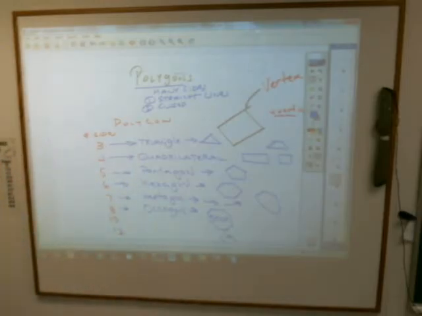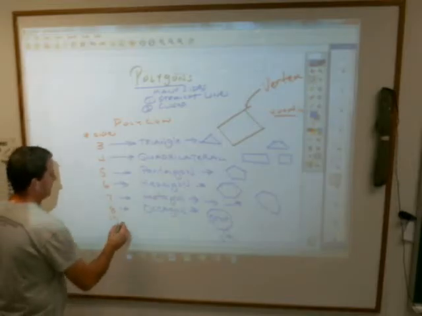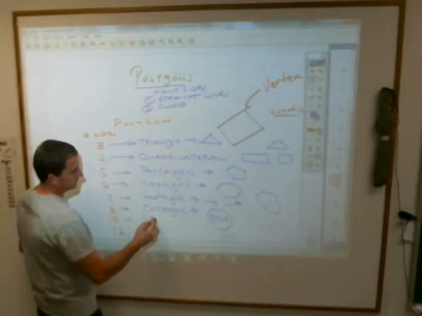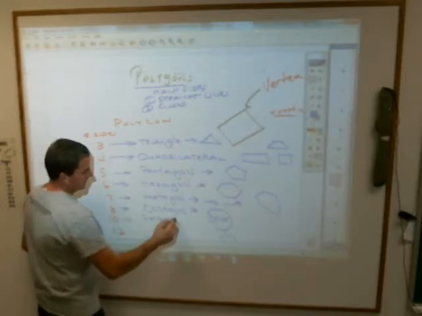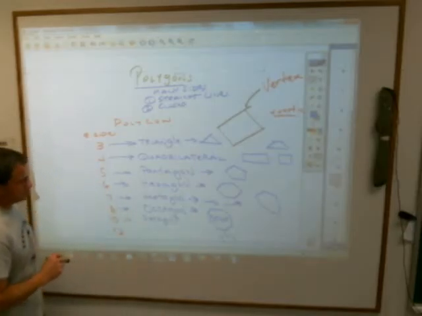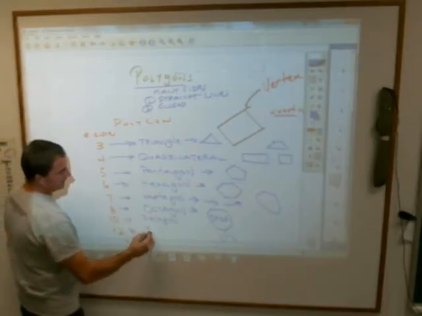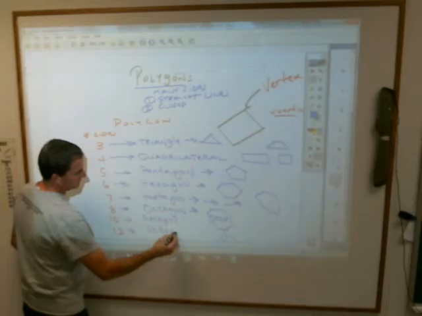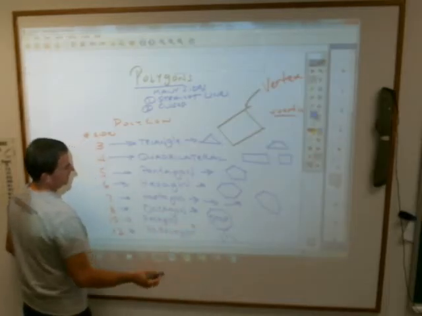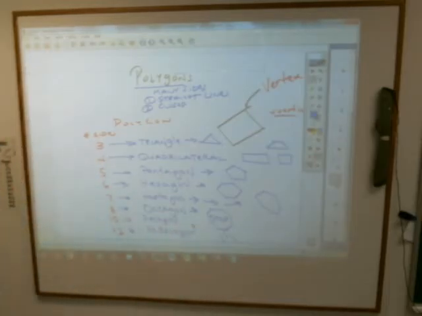10 and 12 usually you don't hear too much about, but a 10-sided shape is a decagon. Just like a decade is 10 years, a decagon is 10 sides. And 12 sides is a dodecagon. I'm not really going to try even to draw those, but you can probably figure those out there. Dodecagon. Got that?